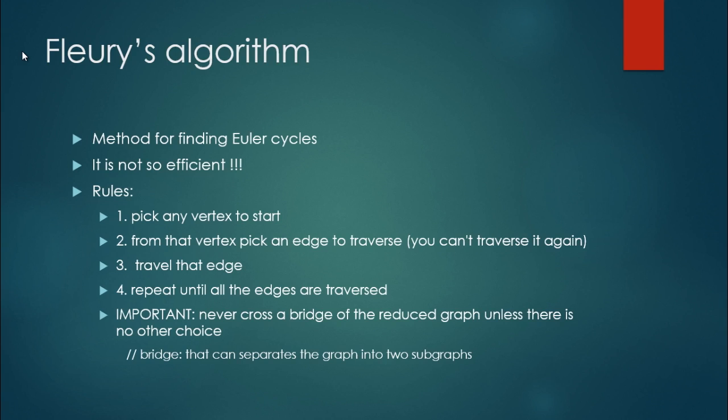There is only one important rule: never cross a bridge of the reduced graph unless there is no other choice. What is a bridge? An edge that can separate the graph into two subgraphs.